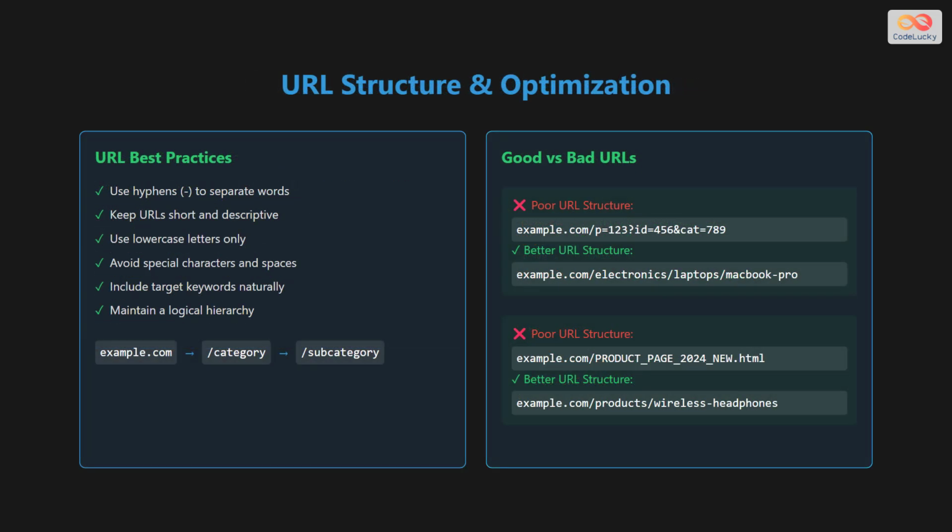Now let's discuss URL structure and optimization. Creating a well-structured URL is important for both users and search engines. Some best practices include using hyphens to separate words, keeping URLs short and descriptive, using lowercase letters only, and avoiding special characters and spaces. It is also advised to include your target keywords naturally and maintain a logical hierarchy for better usability. Let's see the difference between poorly structured URL and well-structured URL.